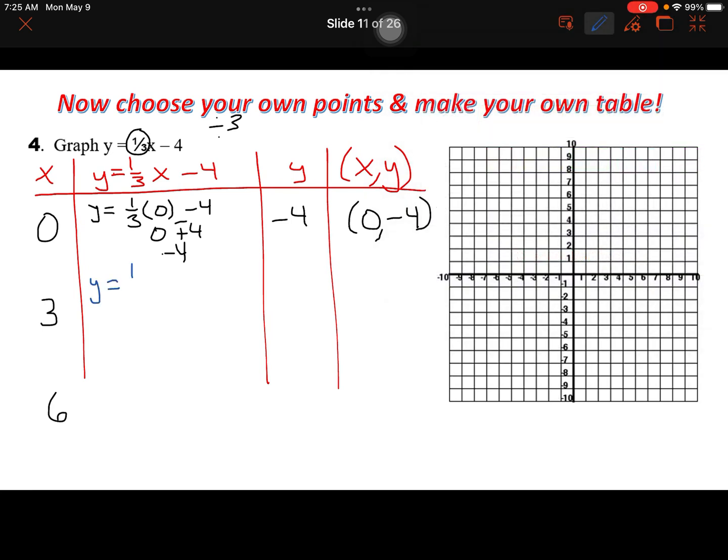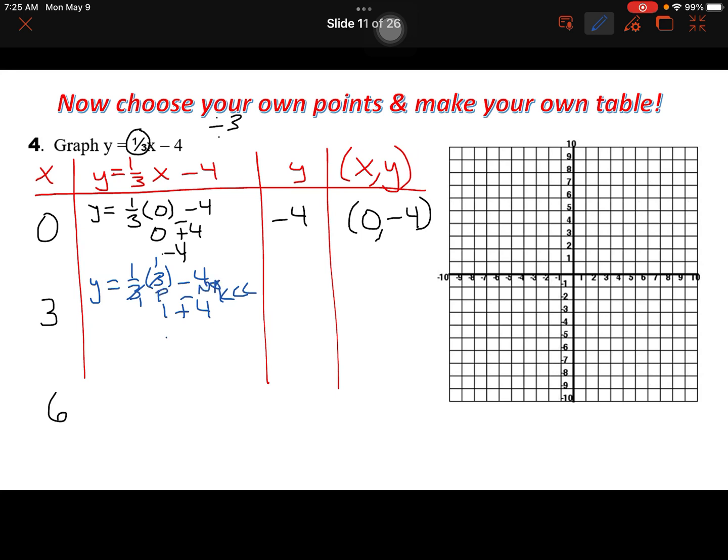Next one is y equals 1/3 of 3 minus 4. And so 1/3 of 3, these simplify and become 1. So it's now 1 minus 4. Do your keep, change if you need to. In this case, this is a positive, this is a negative.